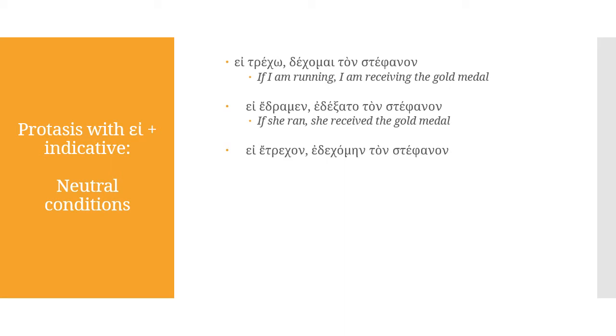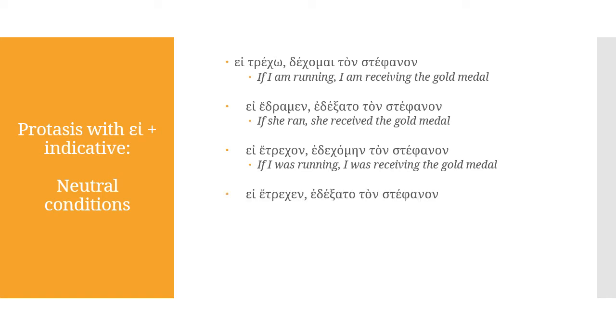Ei etrechon, edechomen ton stephanon. If I was running, I was receiving the gold medal. Here we're in the imperfect, the paratatikos, and I suspect, again, a habitual kind of thing where you view a season of races. And I'm like, well, if in any particular race I was running, I was receiving the gold medal. Ei etrechen, edexato ton stephanon. If she was running, she received the gold medal.